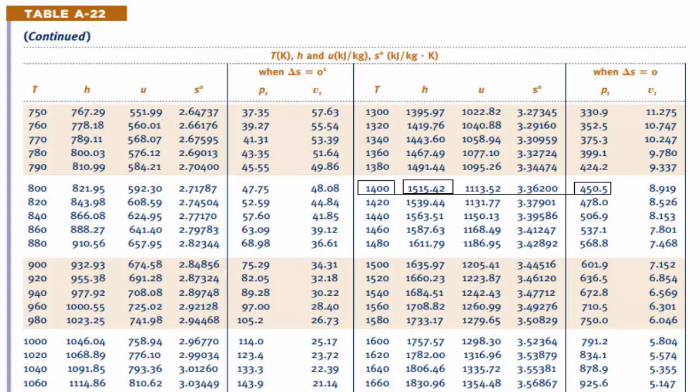Now we will calculate the enthalpy of stage 3. It will be calculated the same as we calculated the enthalpy of stage 1. Here the temperature is 1400 Kelvin, so again we will go into the A22 table. As you can see in this table, the relative pressure is 450.5, and its enthalpy is 1515.42 kilojoules per kilogram. So this is the enthalpy of stage 3.